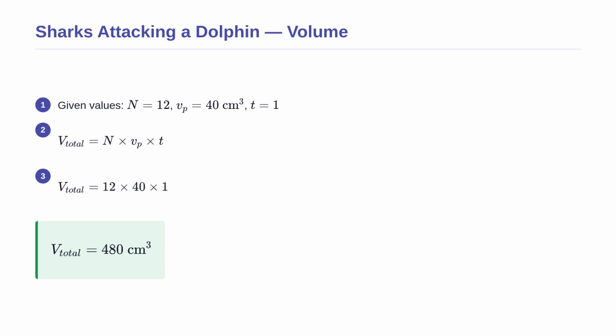We substitute 12 for the number of sharks, 40 for the volume taken by each shark, and 1 for the time variable, since this is a single event. Multiplying these together gives us 480. The sharks have collectively removed 480 cubic centimeters of flesh from the dolphin in just one brief attack.